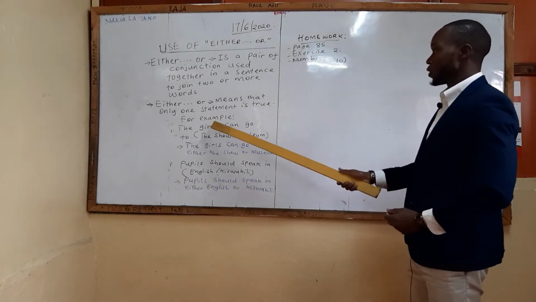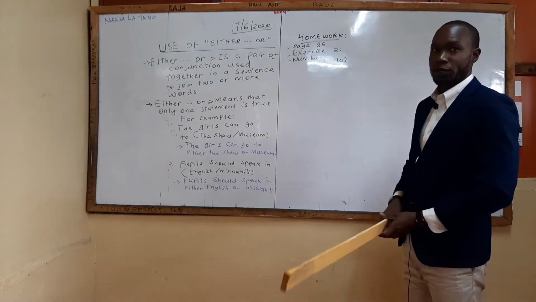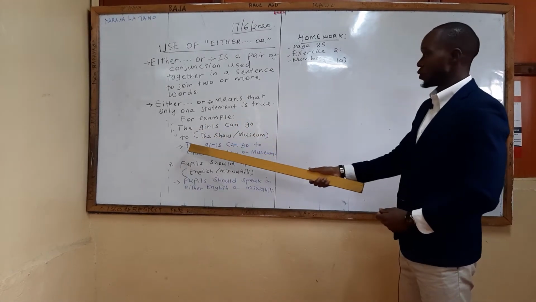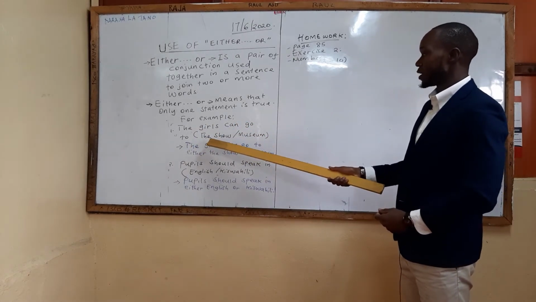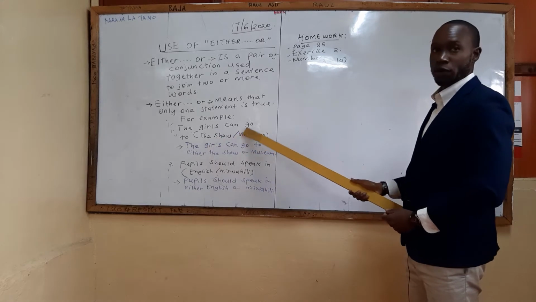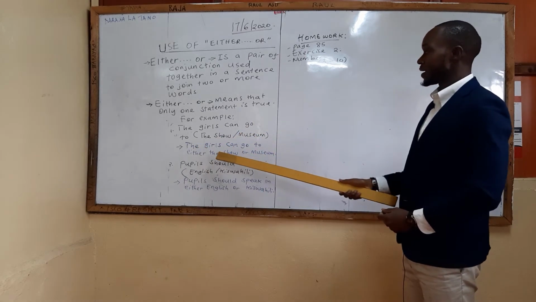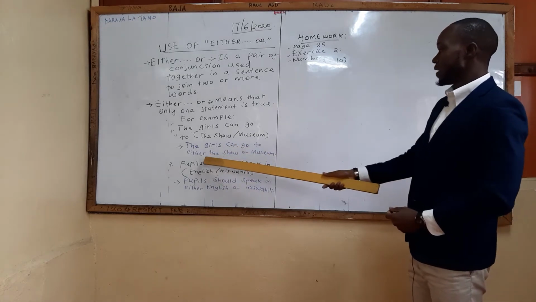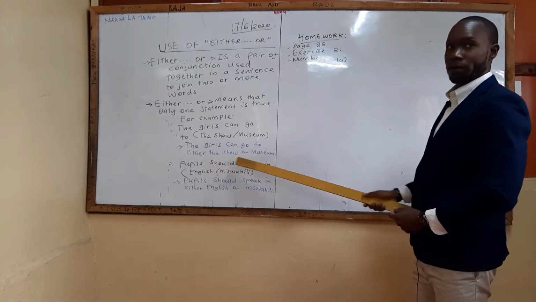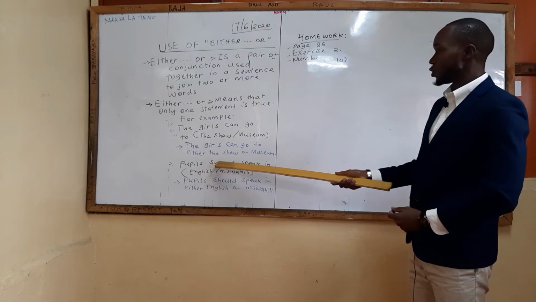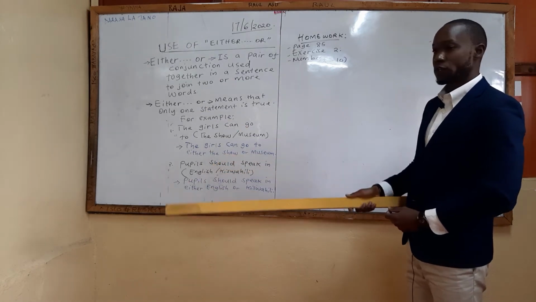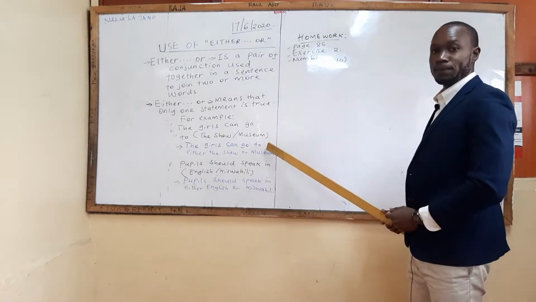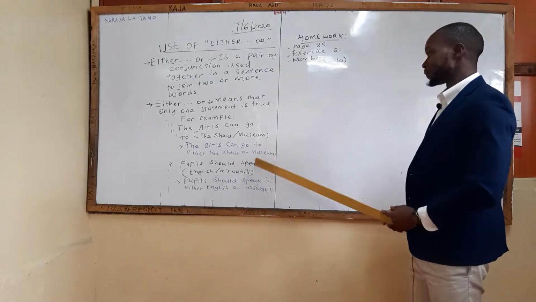So I want us to look at the example that we have written on the chalkboard. The girls can go to, the words in bracket, we have the show or the museum. So when you are rewriting, you can say that the girls can go to either the show or the museum. As you can see, you only choose the show. If you go to the show, you are not going to the museum. And if you go to the museum, you are not going to the show.